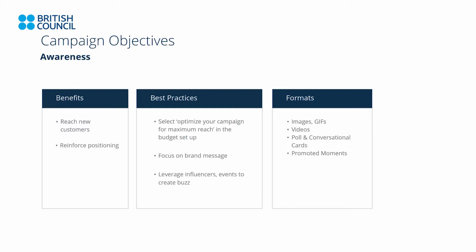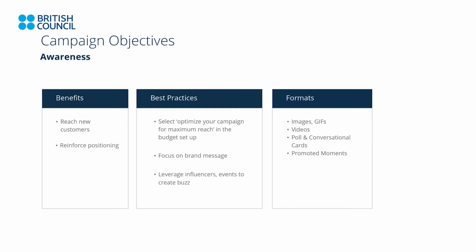First of all, optimize your campaign for maximum reach in the campaign budget setup. This way, Twitter is not just spending your money, but they're ensuring that you reach as many unique users as possible. 2, focus on your brand message. At the end of the day, what sells your brand and what gets people to like your brand and love your brand and to become brand advocates and paying customers is the brand message and the brand story that you actually put out there. 3, leverage influencers, brand events, and existing brand campaigns.